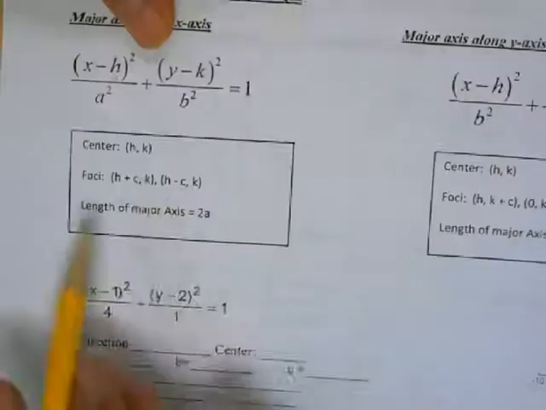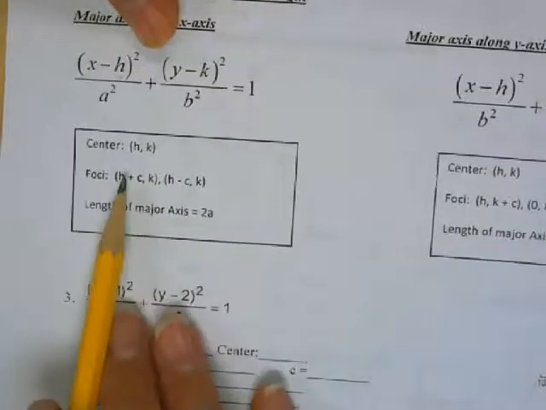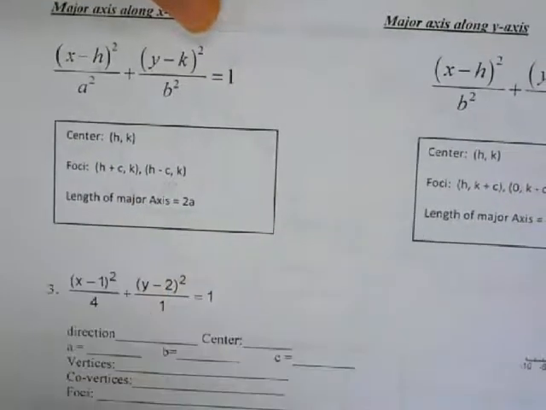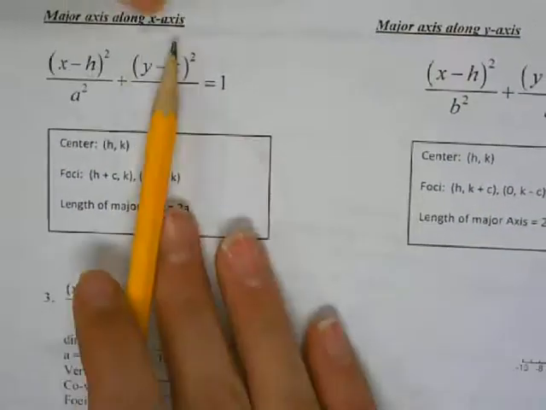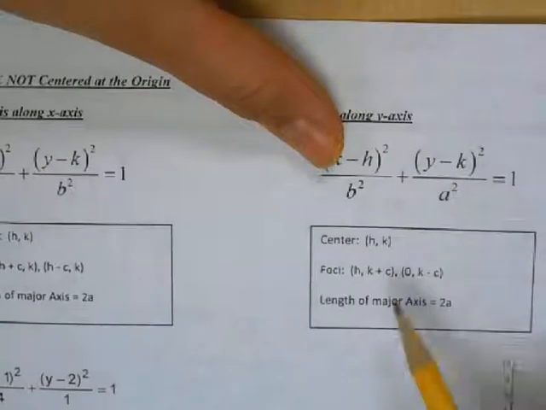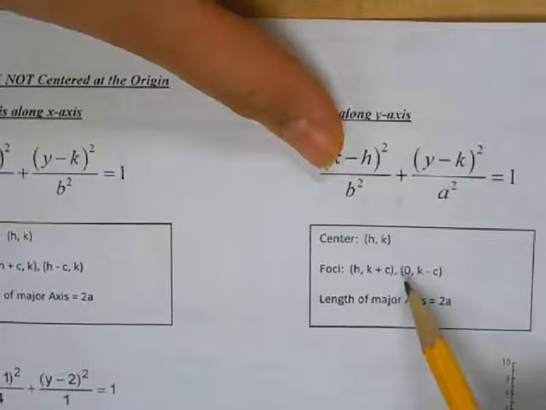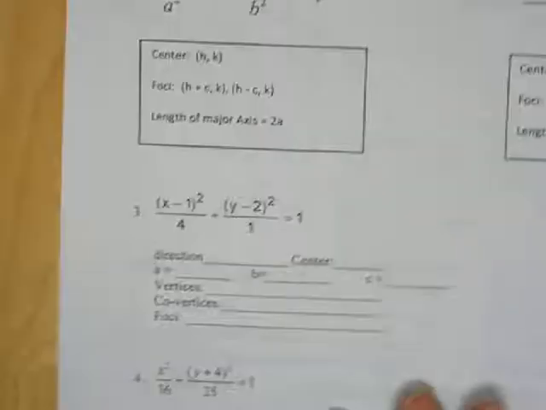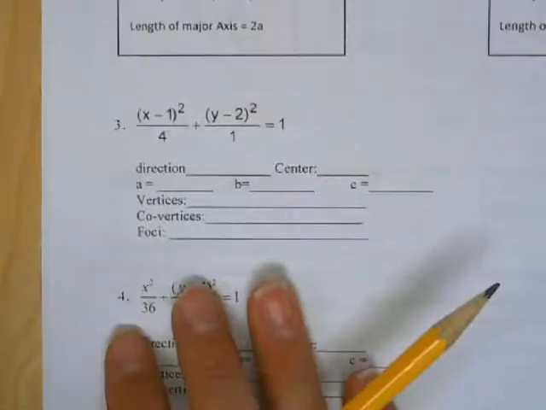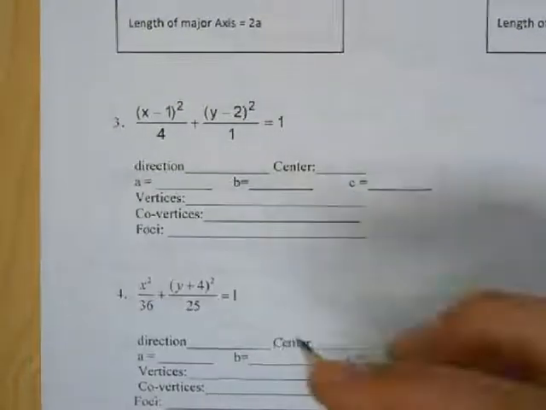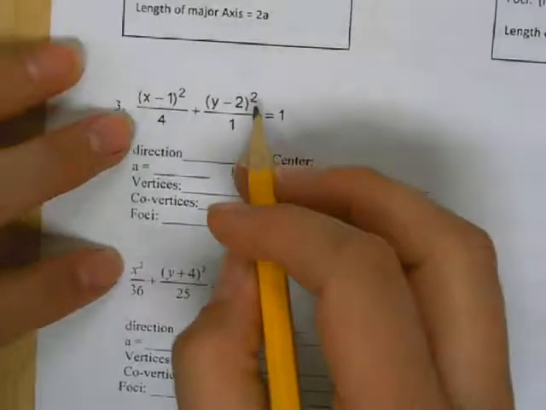I'm still adding c to my x value, which is now going to be my h. For the foci, if I am on an x-axis, a horizontal one, and on a y-axis, we're going to add it and subtract it to my y value. Again, these are just kind of shortcuts. Okay, don't worry about them. They tend to confuse people more than they help them unless you have that mathematical mind that likes the formulas.